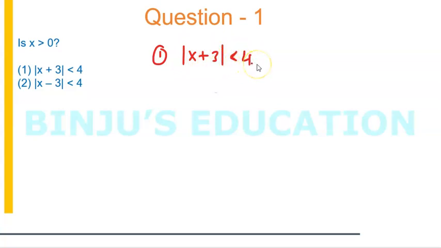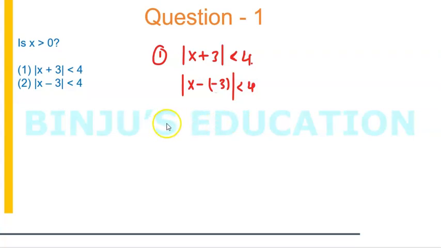Now while we were discussing mod, I told you that whenever you have a positive sign in between, the positive sign does not stand for distance. The negative does stand for distance, but the positive sign does not. So we will be rewriting this as modulus of x minus of minus 3 is less than 4. So the distance between x and negative 3 is less than 4.